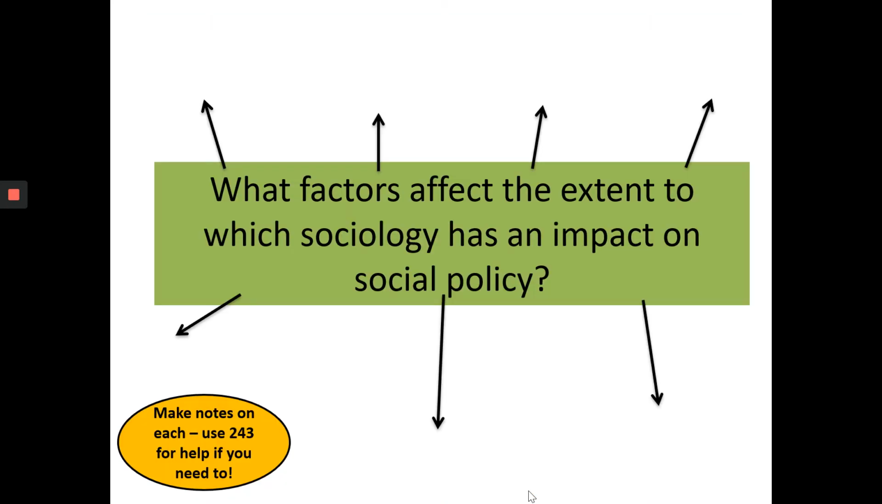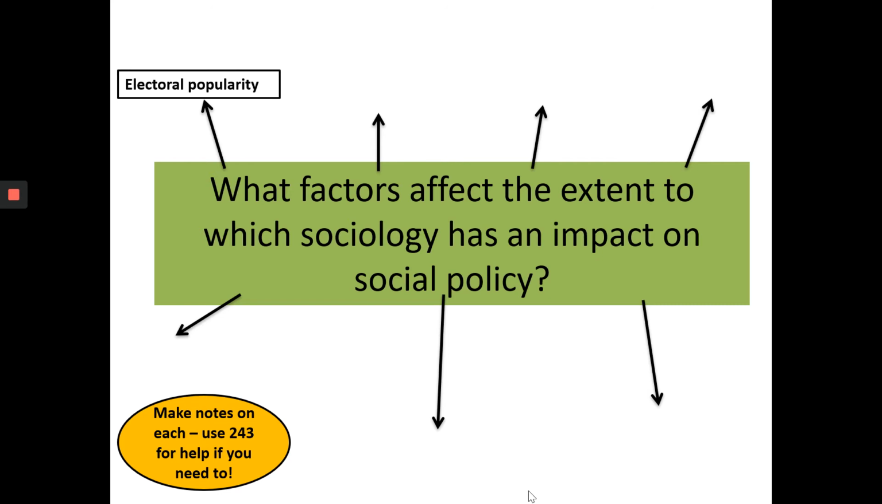Now, obviously, you've seen how sociology can help government make decisions, but there are some factors that affect the extent to which sociology has an impact on social policy. There are areas where sociologists are limited in their impact. They can't necessarily force government to take on board their ideas and their studies. So what are the factors that perhaps limit them in doing this?